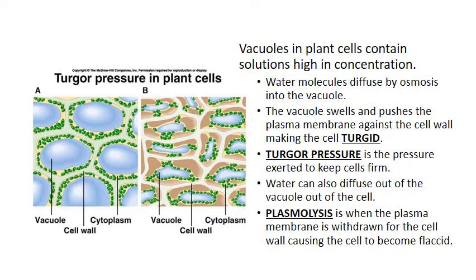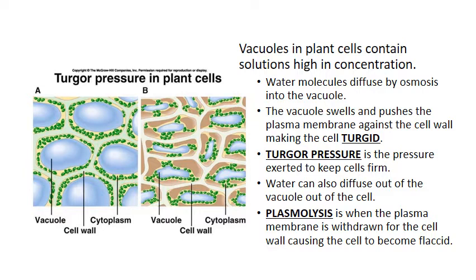So in a plant cell, it's these vacuoles that help keep the plasma membrane against the cell wall, and the water molecules diffuse in or out exactly the same as in an animal cell by the process of osmosis. When the vacuole swells, it pushes that plasma membrane against the wall, and that's what we call the cell to be turgid.